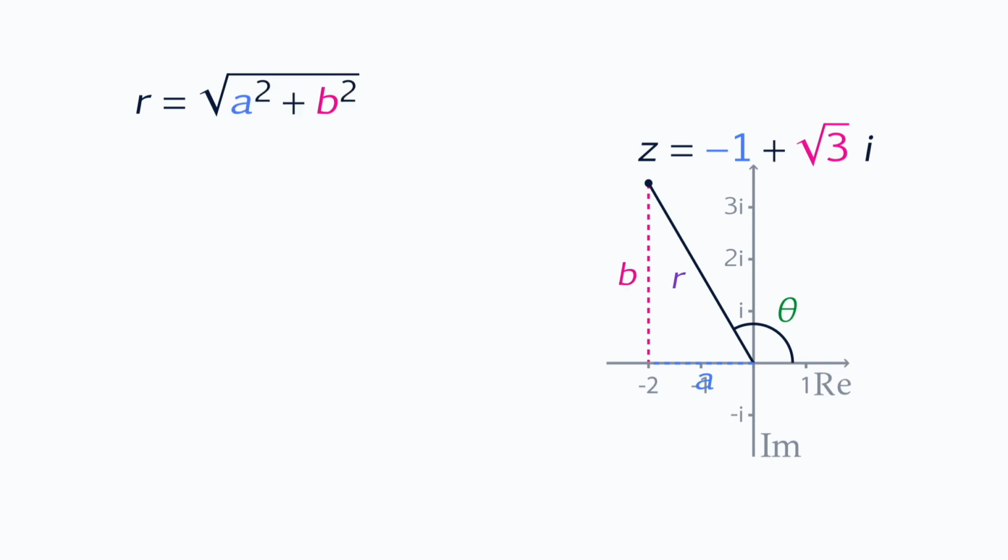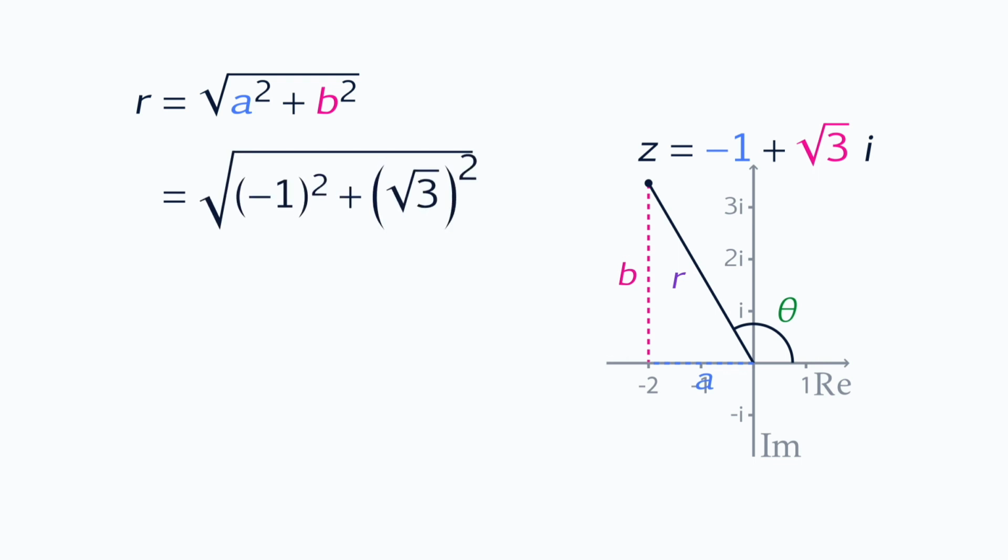Here, a equals minus 1 and b equals the square root of 3. So, r equals the square root of minus 1 squared plus the square root of 3 squared. Minus 1 squared is 1, and the square root of 3 squared is 3. 1 plus 3 is 4, and the square root of 4 is 2.